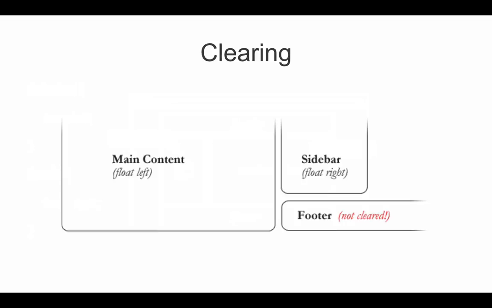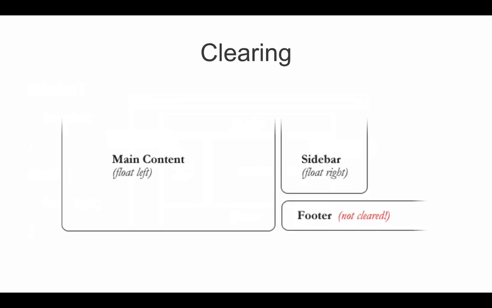Now it's important to know that whenever you float something, it will affect all of the elements below it. So by default, any element that's below a floating element will try to pull up next to it if there's room for it to fit. For example, if we float our main content to the left and our sidebar to the right, let's say we have a footer below it. If there's room for that footer to fit next to the main content, it's going to jump up and try to sandwich itself just below the sidebar.